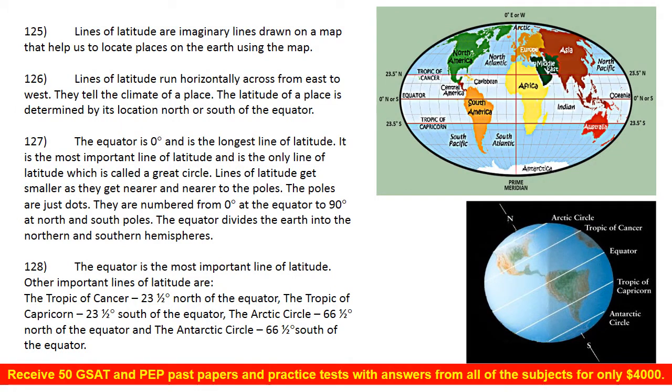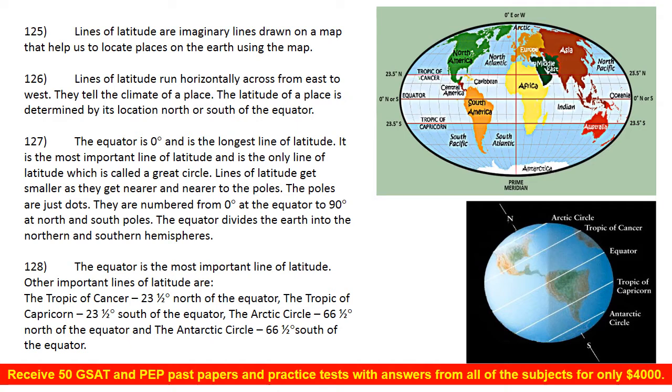Lines of latitude are imaginary lines drawn on a map that help us to locate places on the earth using the map. So imaginary means they are not real. So you won't go anywhere and actually see a line of latitude. They are actually just drawn on a map so that you can get help with knowing where places are located.